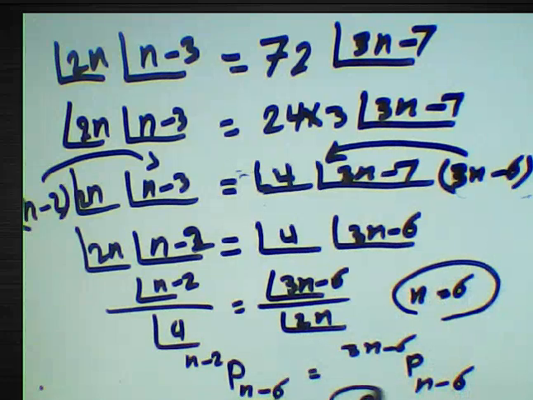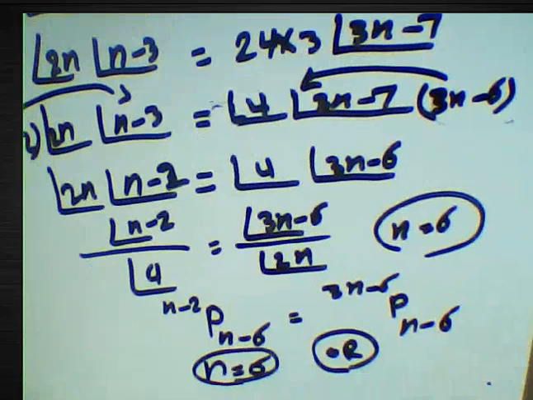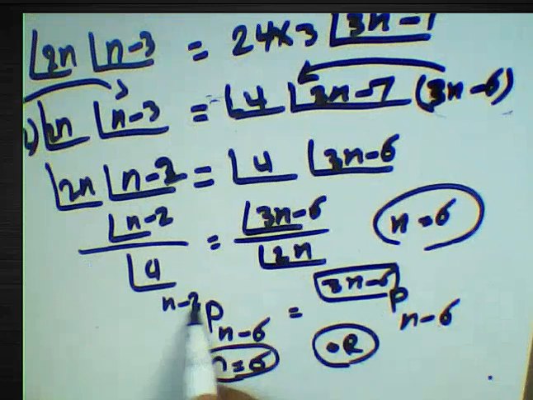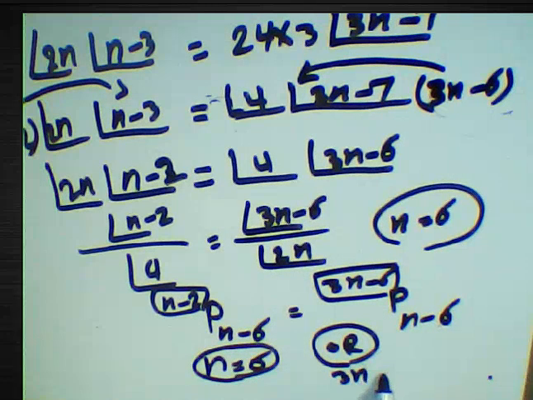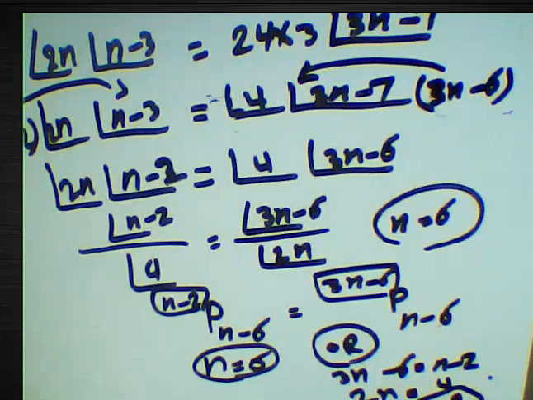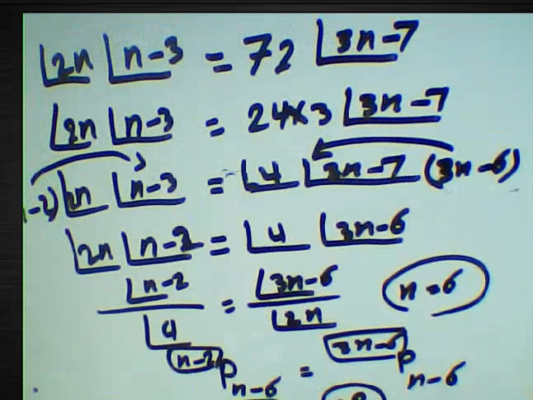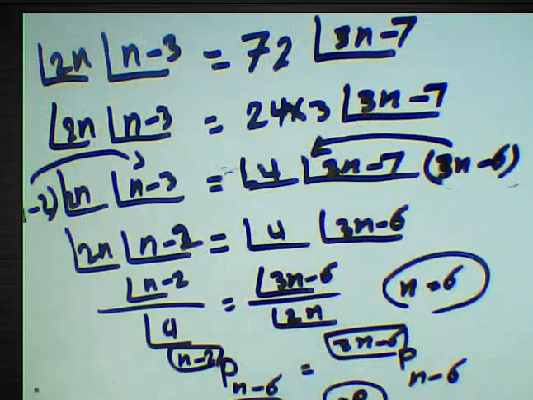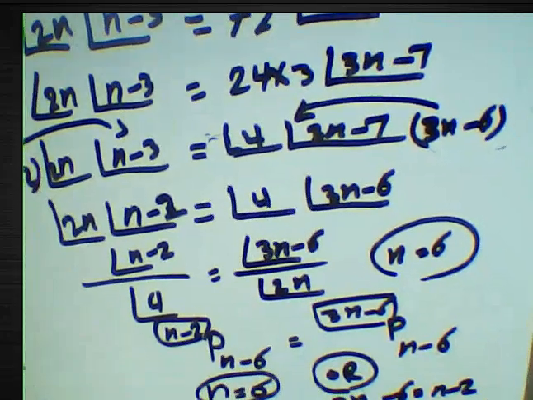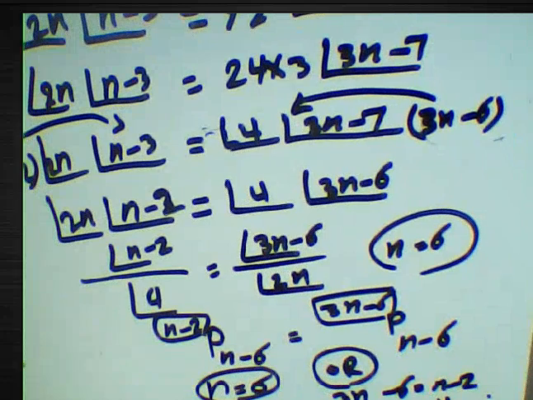Or you can write 3n minus 6 equal to n minus 2, right? 3n minus 6 will be equal to n minus 2, and then 2n will be equal to 4. Then n will be equal to 2. Put 2 here. It will be negative, so n equal to 2 is false. So the result will be, n will be equal to what? n will be equal to 6. Is it true? n equals 6.